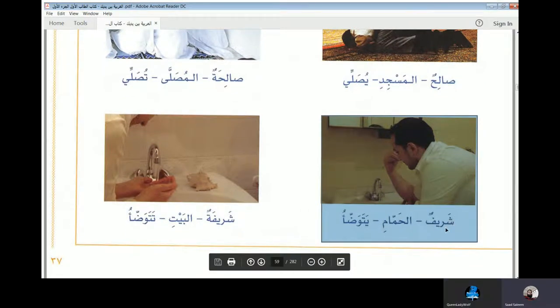Aina Sharif? Where is Sharif? The second will tell him, Sharifun fil hamami yatawadda'u. Sharif is in the bathroom. He is making wudu. It says Sharif is in the bathroom making wudu. Good.